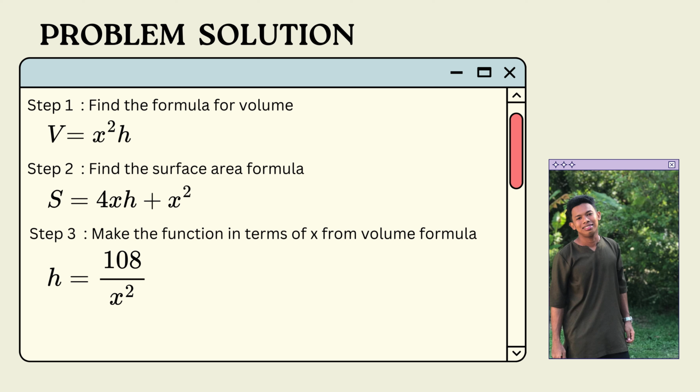Next, we need to find the S formula. We need to be very careful as the problem states that the box has no top, which means there are only 5 surfaces of the box that we can find the area of. As a result, we have come out with S equals 4 multiplied by x and h plus x squared. We know that the volume is 108. Substitute the value into the V function which we created earlier. Next, we need to express h in terms of x. h equals 108 over x squared. This function will be used in the next step.